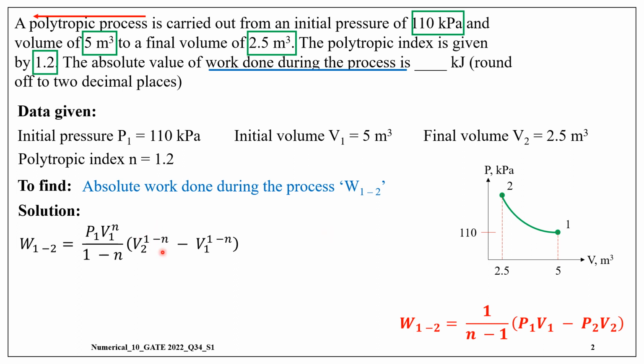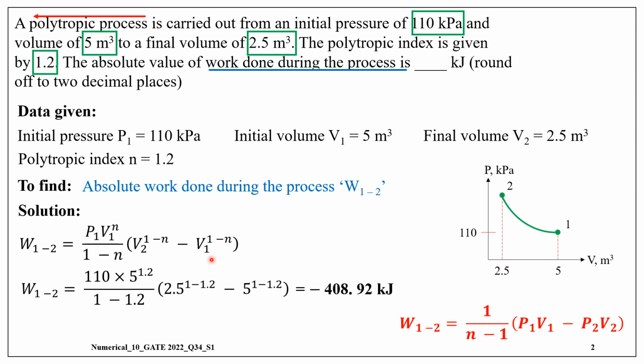Now we will use this formula and substitute the values, which gives work done during the process as minus 408.92 kilojoules. Since it is a compression process, work is done on the system. That's why a negative symbol. But what is asked is absolute work done. Absolute work done is equal to 408.92 kilojoules.